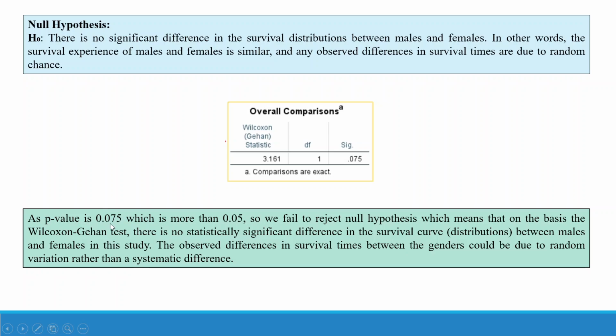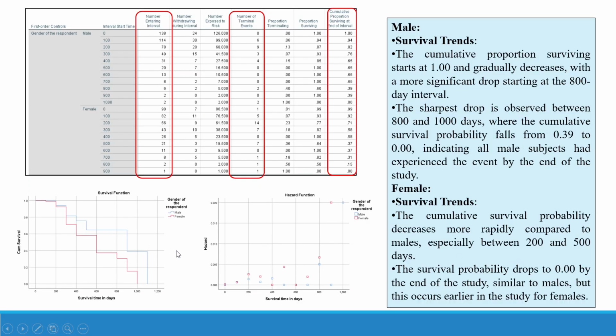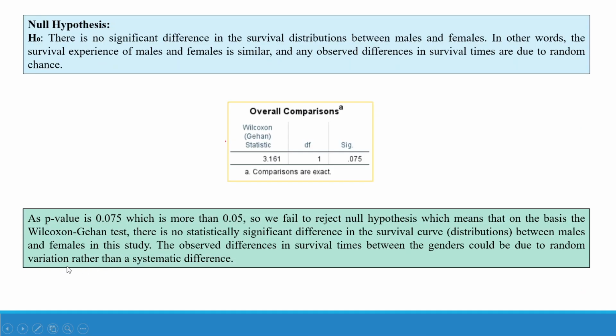As the p-value is 0.075, which is more than 0.05, which is 5% level of significance, we fail to reject the null hypothesis, which means that on the basis of the Wilcoxon-Gehan test, there is no statistically significant difference in the survival curve between males and females in the study. The observed difference in survival times between the genders, the difference which we have seen here, is just because of the random variation rather than a systematic difference.